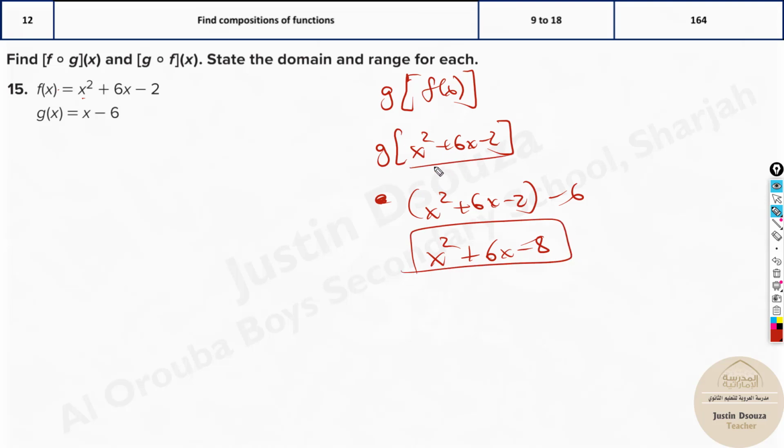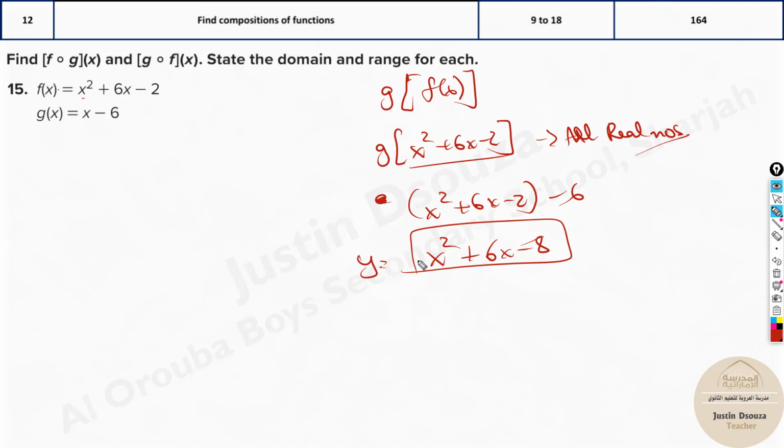The domain is quadratic. It's absolutely fine. Quadratic has all possible real numbers as domain. Over here, all real numbers. Okay. But what about the range? Range is only the y values. So what are the y values? Again, we do the same thing.